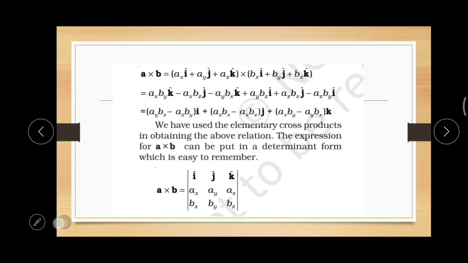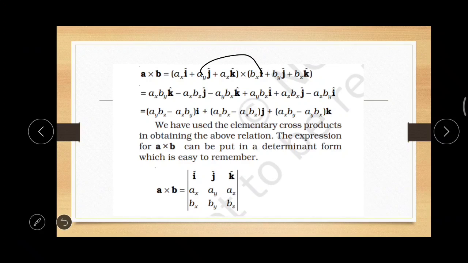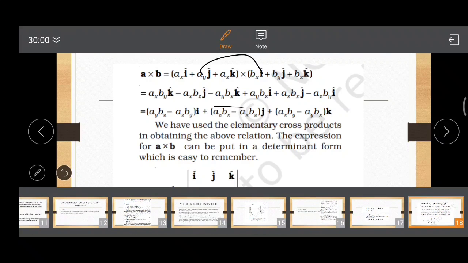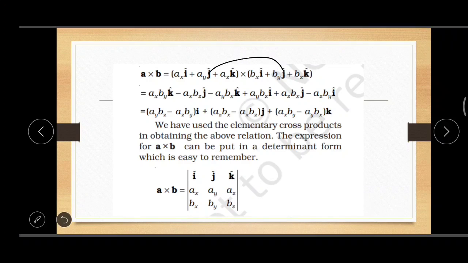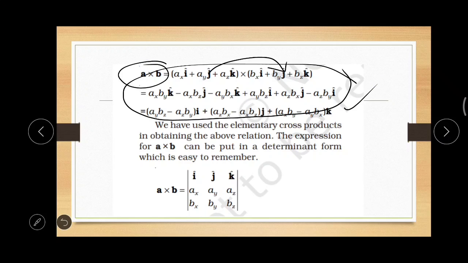Now afterwards, you have to consider Ay j cap with Bx i cap. j cross i is minus k, so that is Ay Bx with minus k. Next one, Ay j cap cross By j cap, that is Ay By, and j cap cross j cap is 0. Likewise, you solve all the terms and you will get the result. This is the cross product of A cross B, if A is equal to Ax i cap plus Ay j cap plus Az k cap, and B is equal to Bx i cap plus By j cap plus Bz k cap.